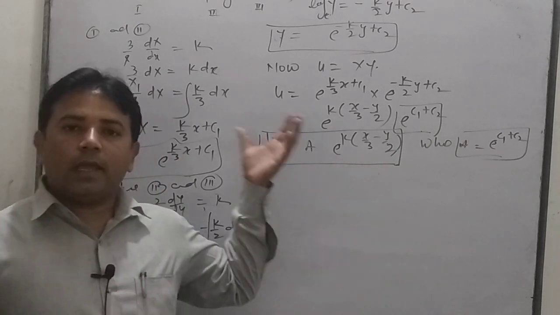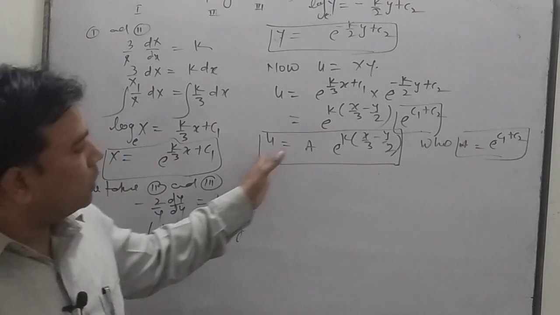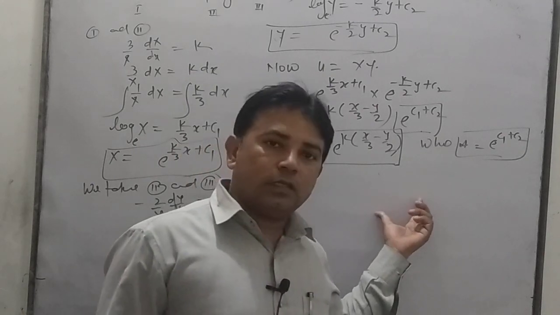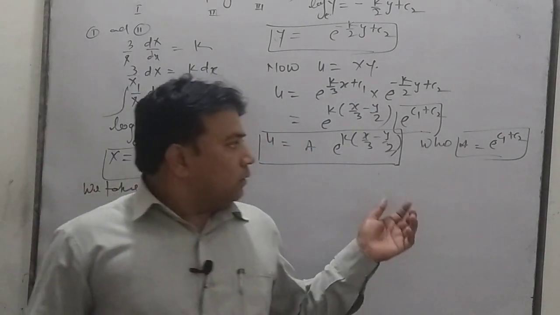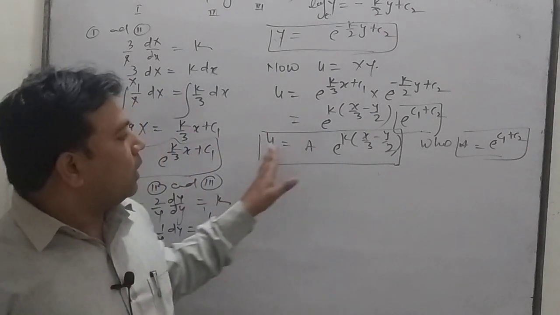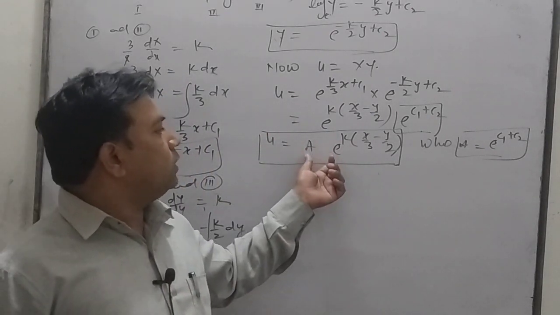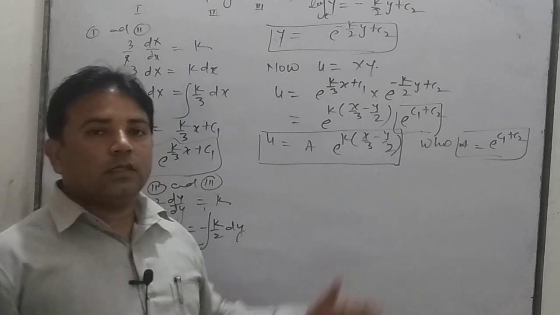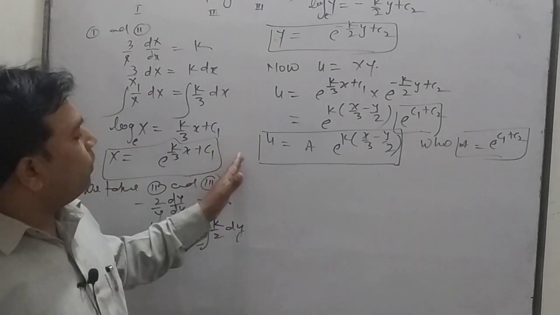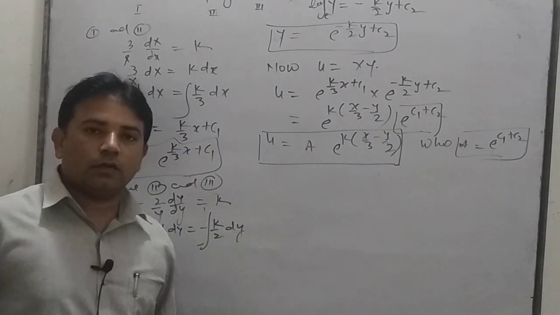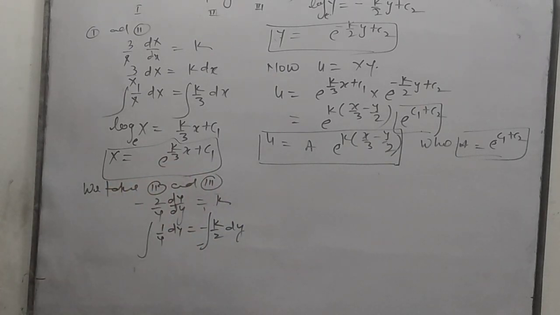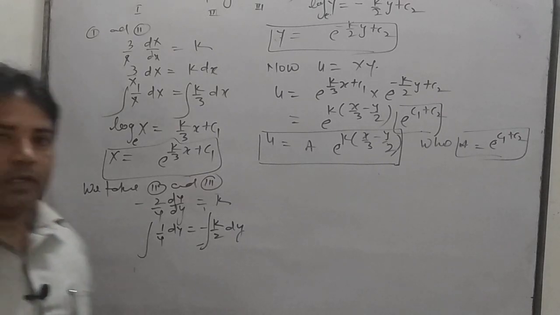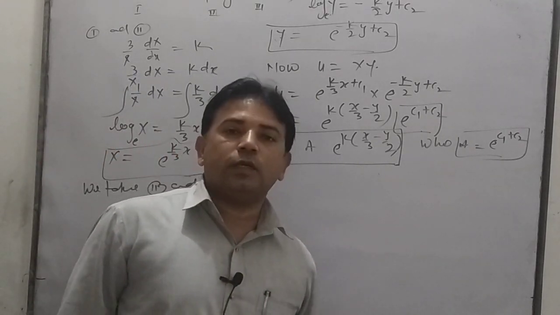You are not given any initial condition, then this is the solution of this partial differential equation. If you are given some conditions, then you put the condition, you get the value of constant term a and k. This is the complete solution of this partial differential equation. Understand all the students easily, very simple of this variable separation method to solve the partial differential equation. That's all in this video.